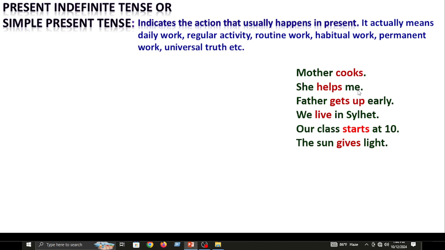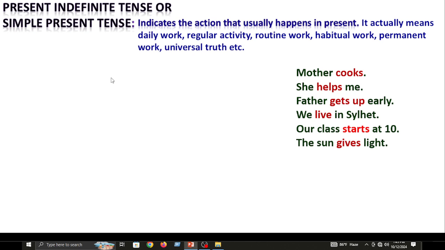She helps me. That means she helps me regularly. It's a regular activity or daily activity. Father gets up early. Habitual work or routine work. We live in Sylhet. It's a permanent activity. Our class starts at 10, schedule work or routine work. The sun gives us light. Sun gives light. That is a fact or universal truth. So simple present tense গুলো very simple.